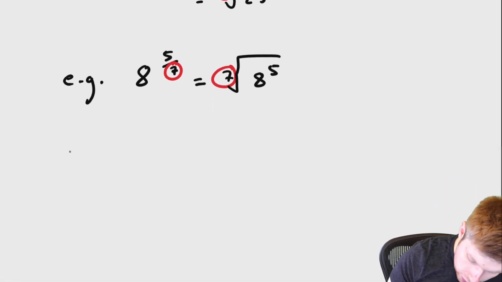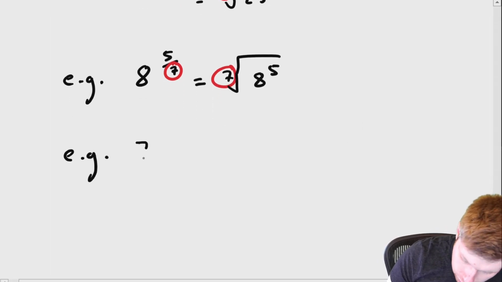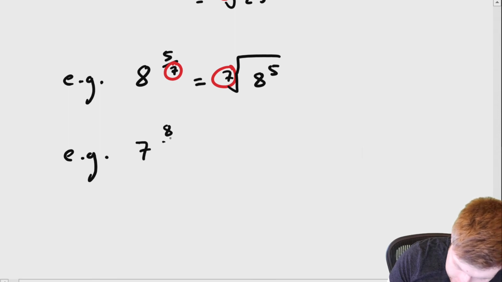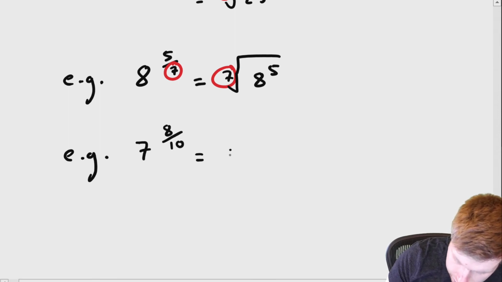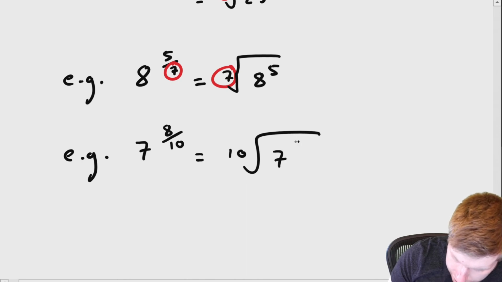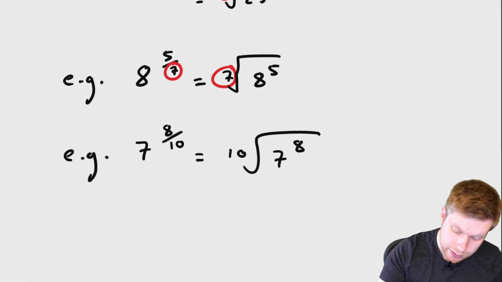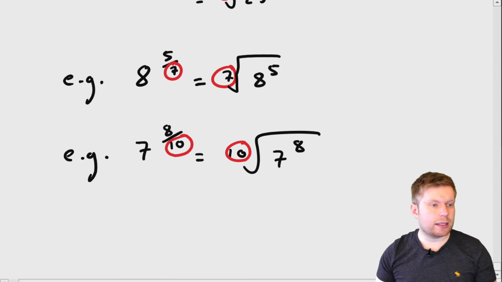Let's try one more example. Let's try it with 7 to the power of 8/10. So 10 climbs down to become a root, 7 stays the same, 8 comes up here. You see how easy that is? 10 becomes the root, the 8 stays up there.